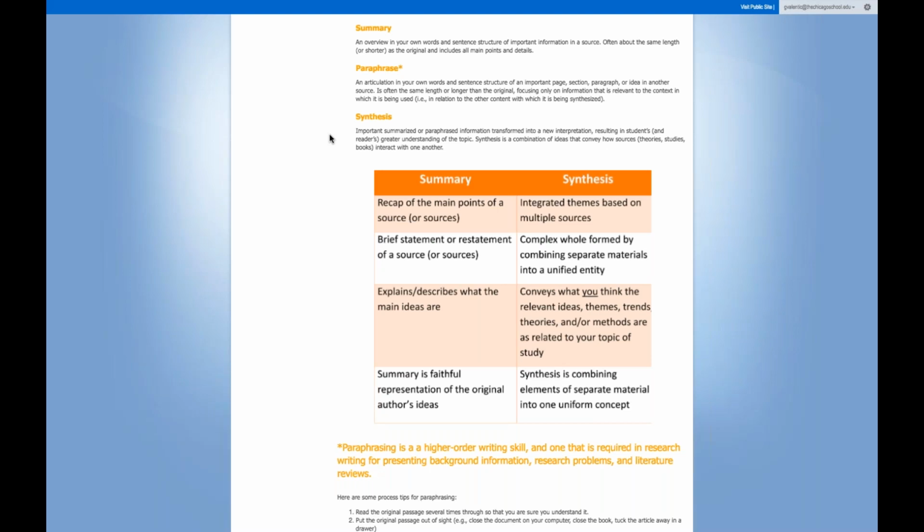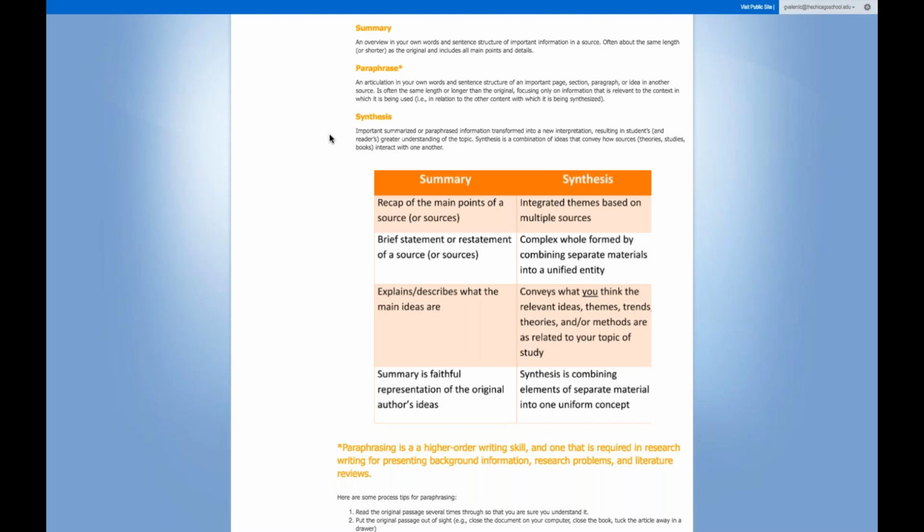Summary is a brief statement or restatement of a source, but synthesis is a complex whole formed by combining separate materials into unified entities. That's a fancy way of saying I need to use multiple sources to describe one topic to perform synthesis. This creates the construct of validity in your argument. If multiple people are saying the same thing, you're more likely to be believed. That's the value of synthesis in your writing.